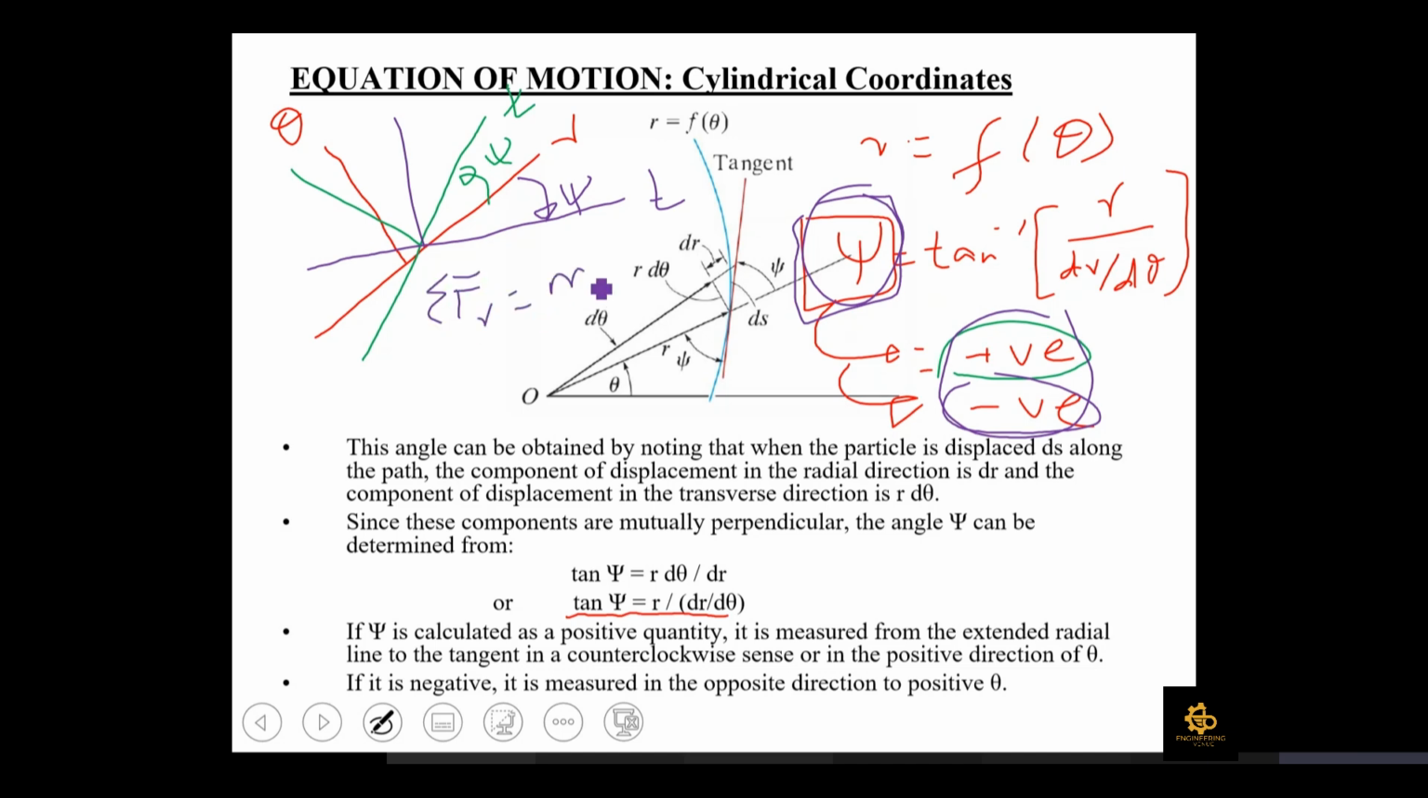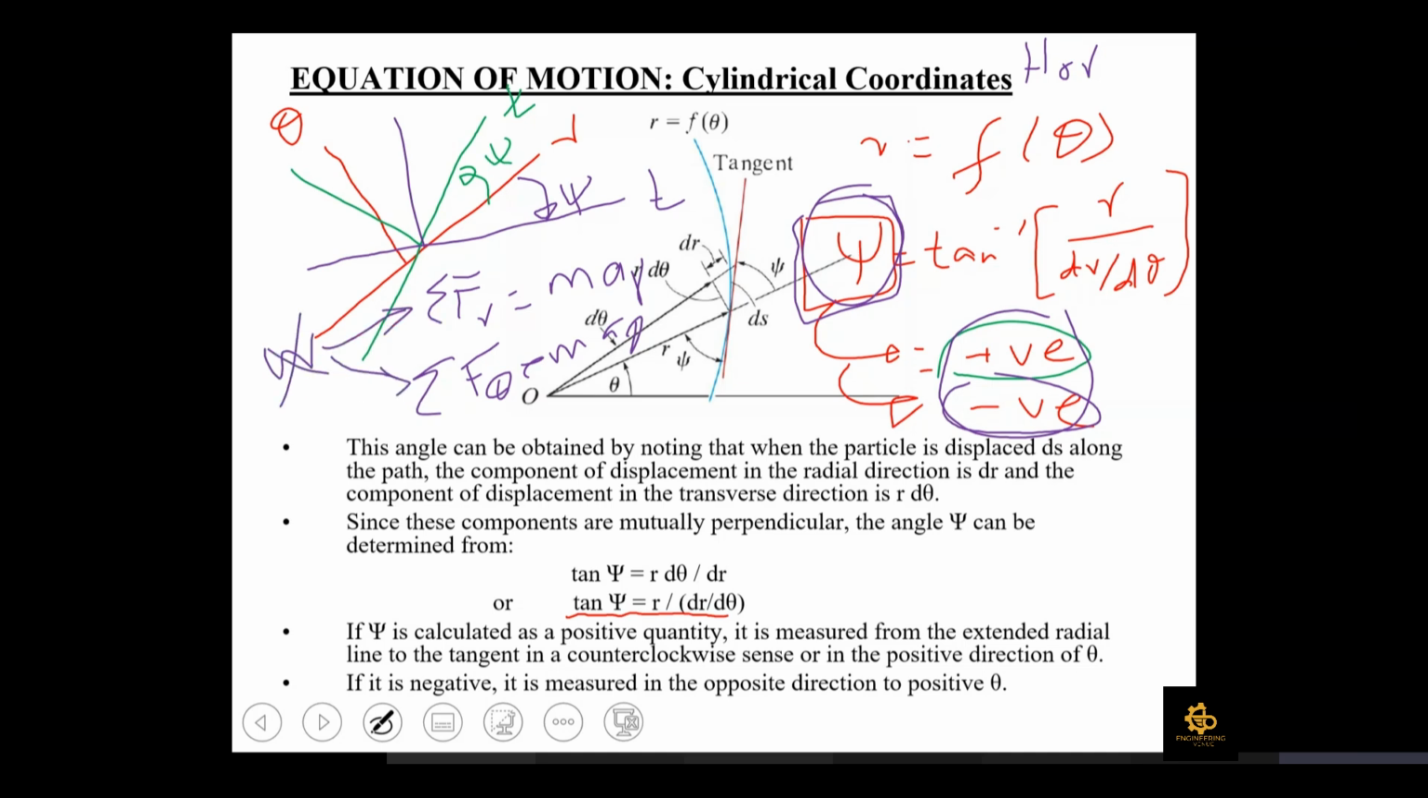Summation Fr equal to m a_r, summation F theta equal to m a_theta. After that, you apply these two equations. Now another important thing when you are dealing with problems relevant to cylindrical coordinates is in which plane the motion is occurring. If the motion is occurring in the horizontal plane, then you are not going to include weight in the equations of summation Fr and summation F theta.